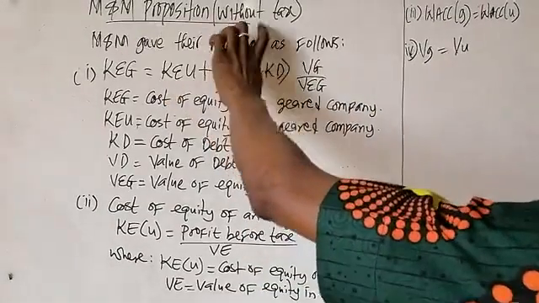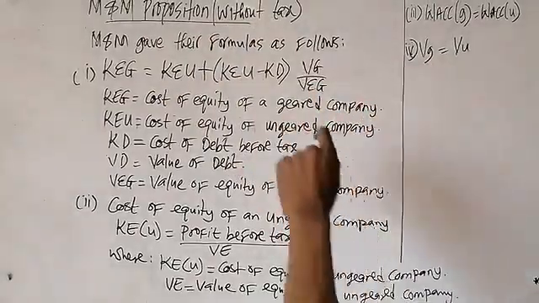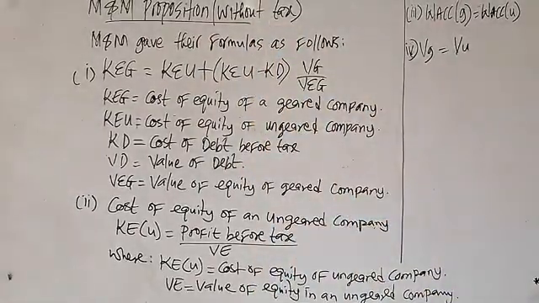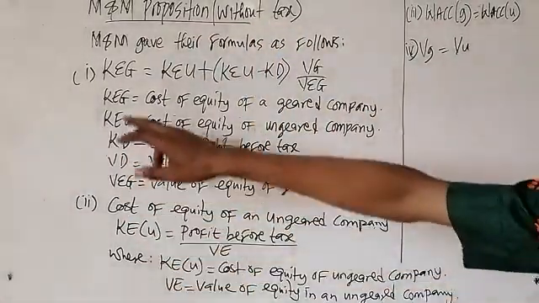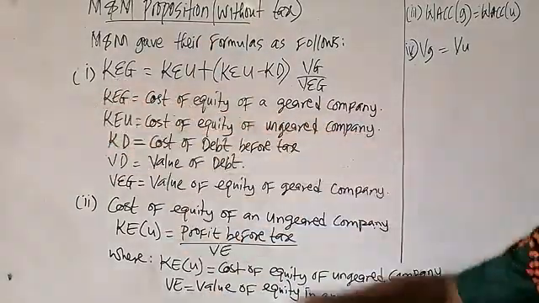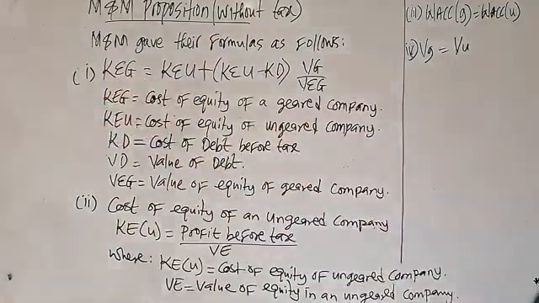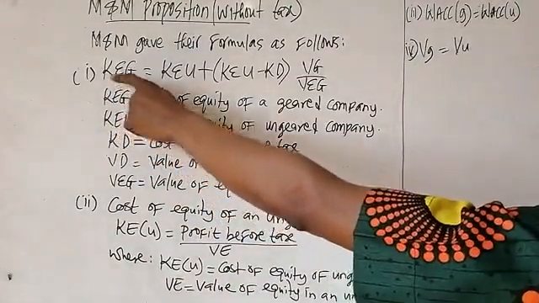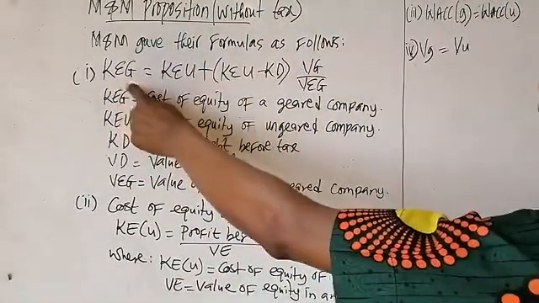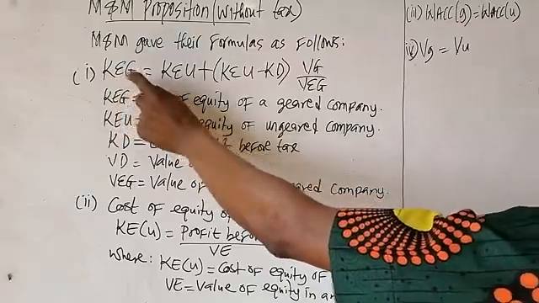So, M&M proposition without tax. Let's now look at it without tax. What we now do is to calculate the cost of equity of Z. So this is the formula they gave for computing the cost of equity of Z. KEG, which is the cost of equity of Z.